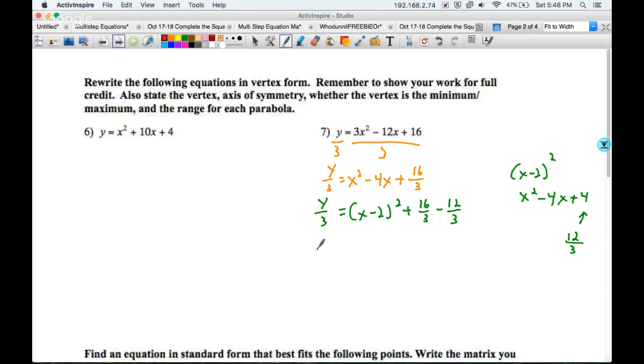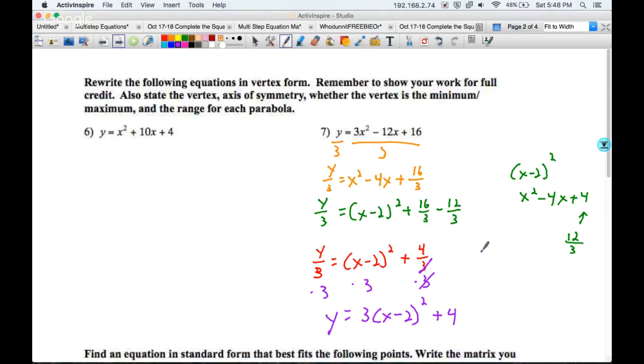Let's rewrite it by combining like terms. y over 3 equals the quantity (x minus 2) squared plus 4/3. We will send the 3 back now. And we'll get y equals 3 times (x minus 2) squared plus the 3, and the divide by 3 cancel out. So it's plus 4.